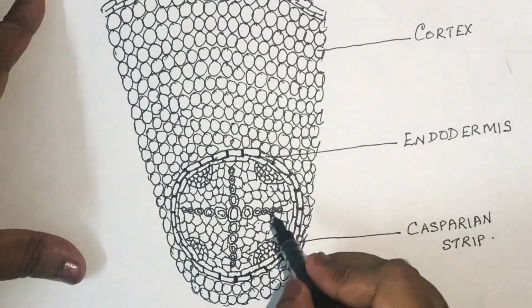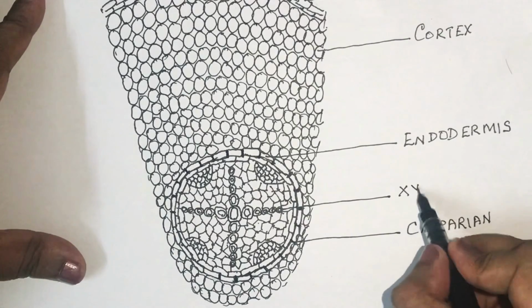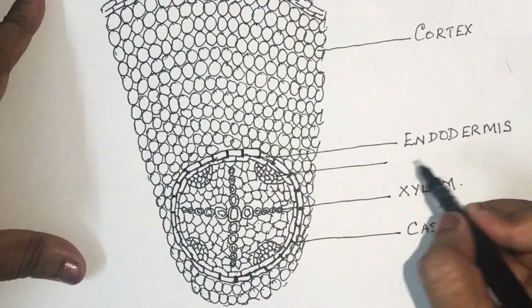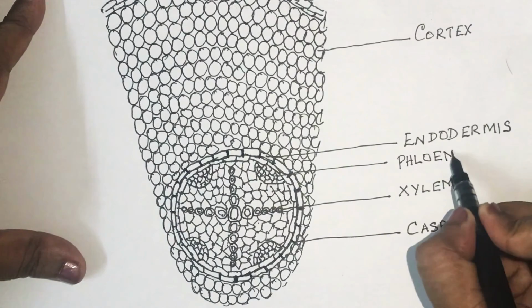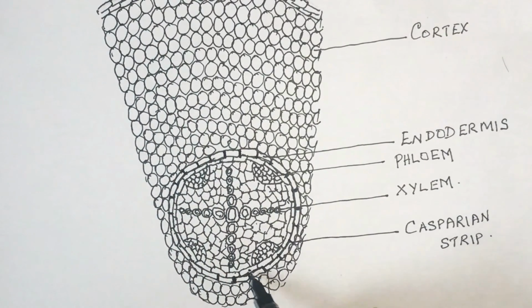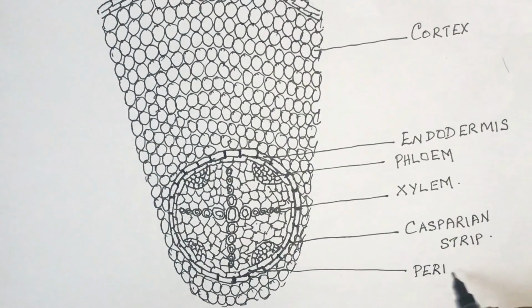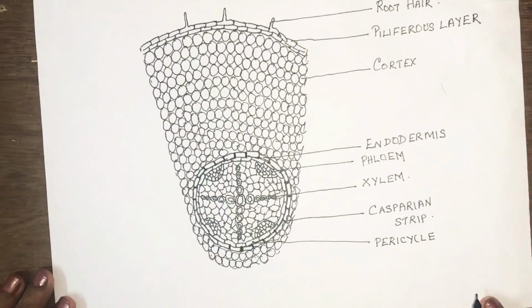Right? Now, this portion, we call it as xylem. This is phloem. Now, inner to the endodermis, we have drawn a layer of cells that we call it as pericycle. Now, this is the structure of Dicot root in transverse section.